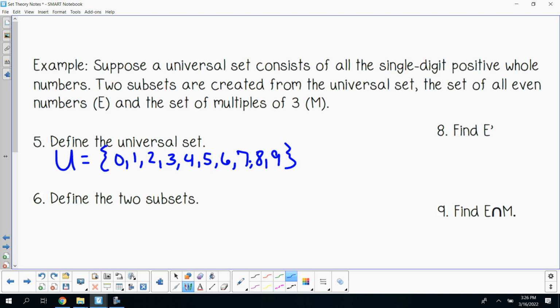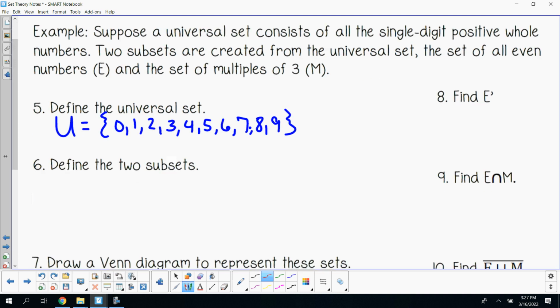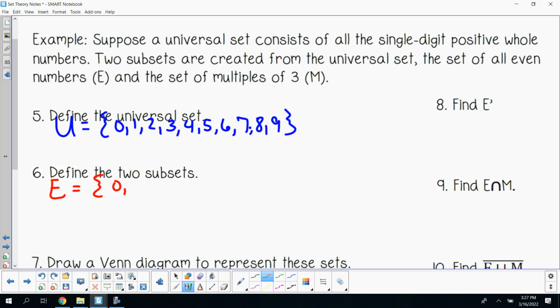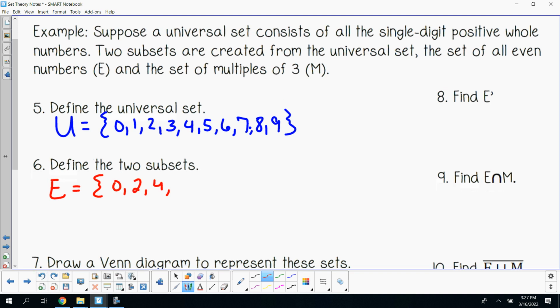Number 6 says define the two subsets. So I'm going to have the two subsets. We said we wanted the even numbers. That's going to be 0, 2, 4, 6, and 8. And then we wanted our multiples of 3. We'll call that M and maybe put a 3 there. And that's going to be the numbers, or the digits, 3, 6, and 9.